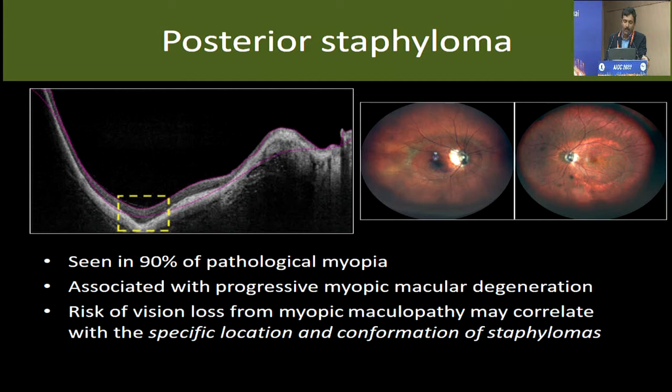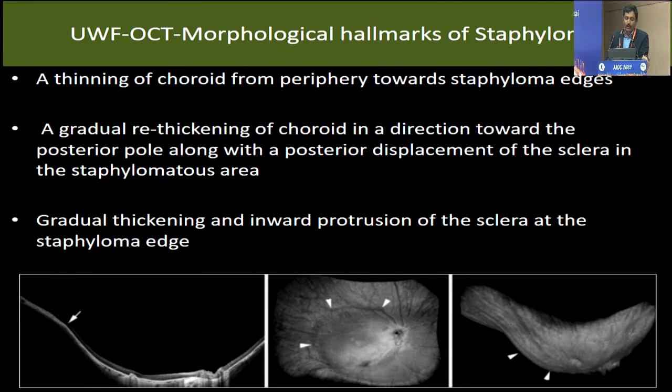Posterior staphyloma, as we know, is present in about 90% of pathological myopia and can be associated with myopic maculopathy. What are the morphological hallmarks of a staphyloma on ultra wide field OCT? You tend to see a thinning of the choroid from the periphery toward the staphyloma edges. There is a gradual re-thickening of the choroid in the direction towards the posterior pole, along with posterior displacement of the sclera in the staphylomatous area. You can even get a 3-dimensional image, and the exact location of the staphyloma can be seen. There is a gradual thickening and inward protrusion of the sclera, as shown by these arrowheads at the staphyloma edge.